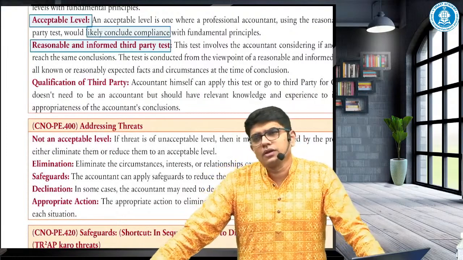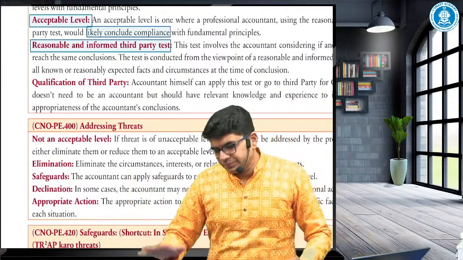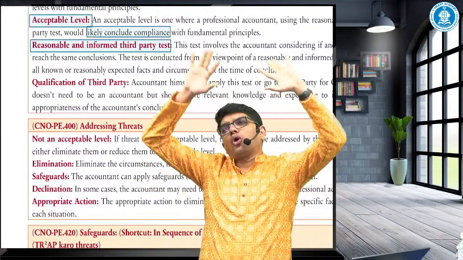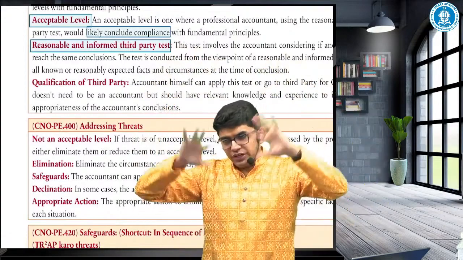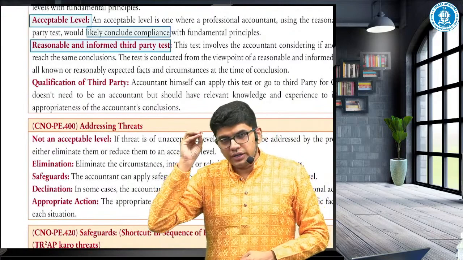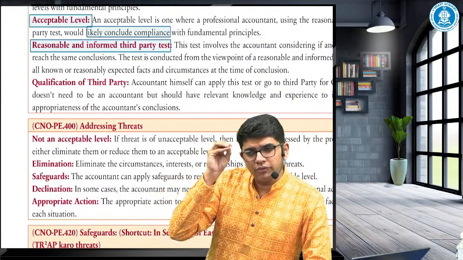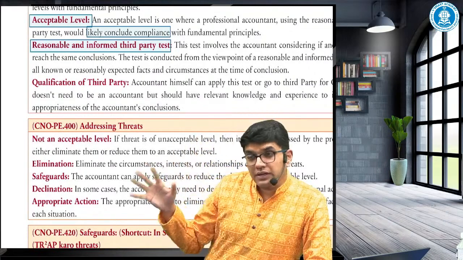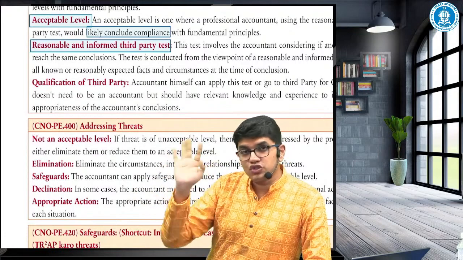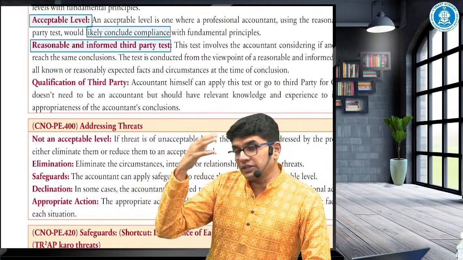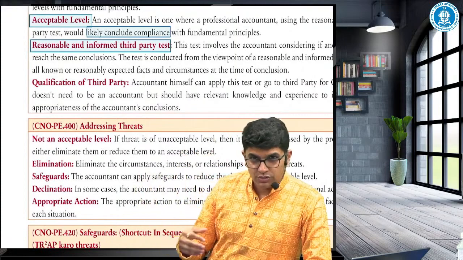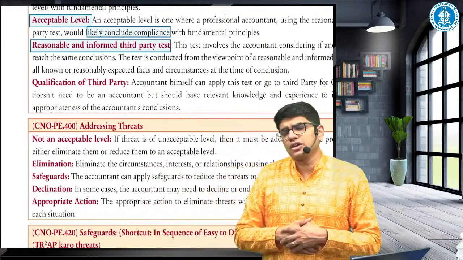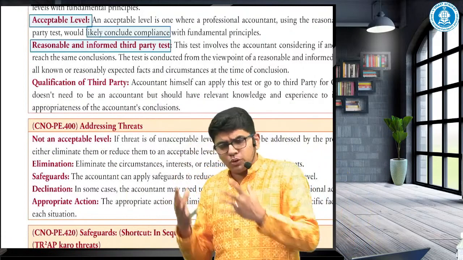Sir, what is this? See, this test can be executed in two manners. Number one, the chartered accountant can sit in his chamber and imagine that if I go with all this information about a particular situation to a reasonable, well-informed third party, that means a third party which understands the situation, can evaluate the situation, and can apply ethical principles and reach a conclusion. So he will sit in his chamber and think about it.